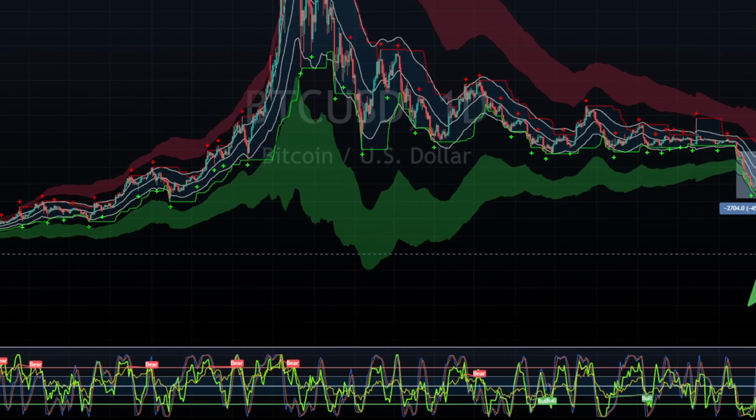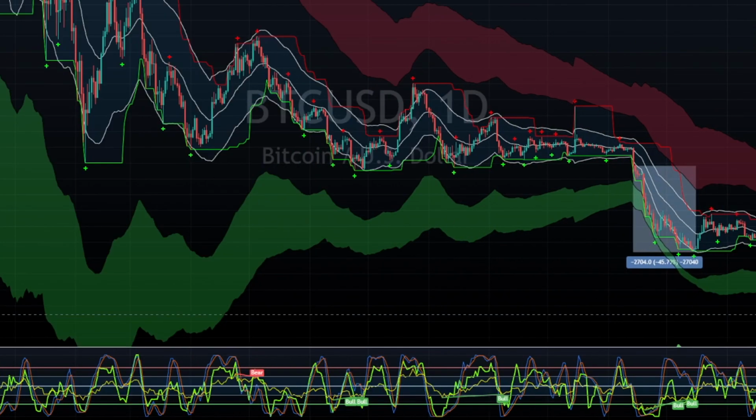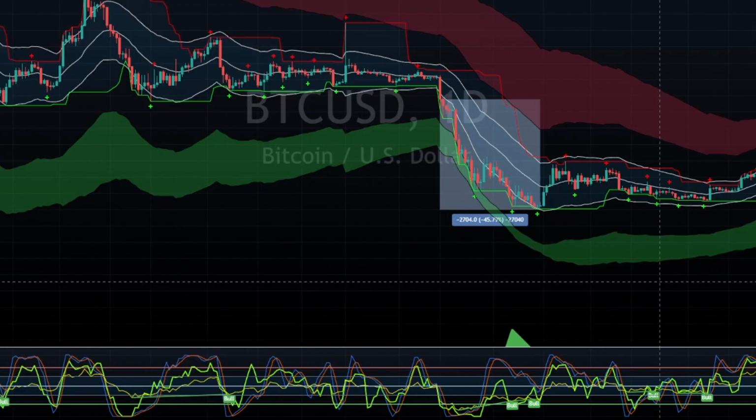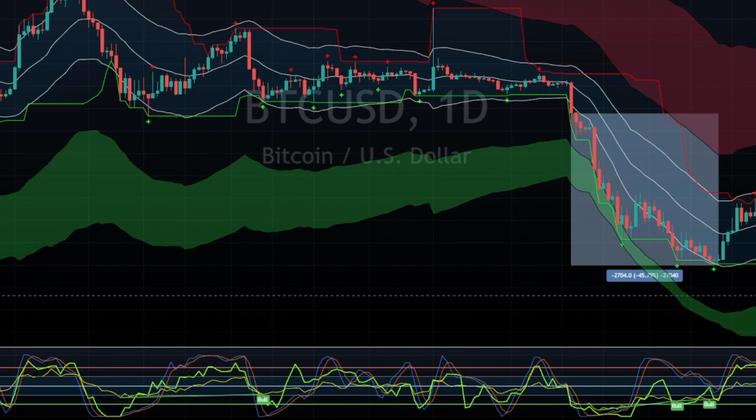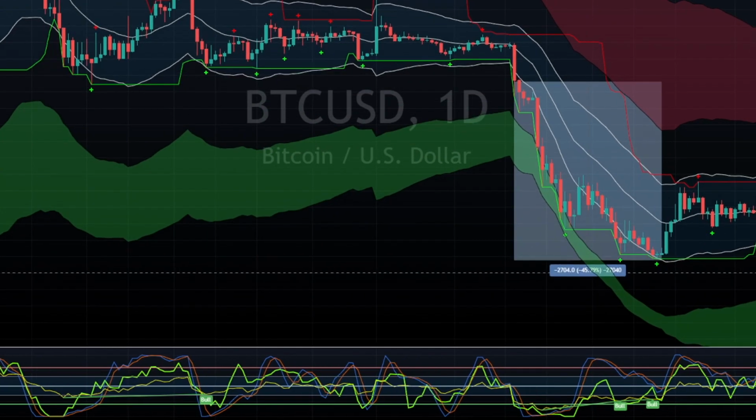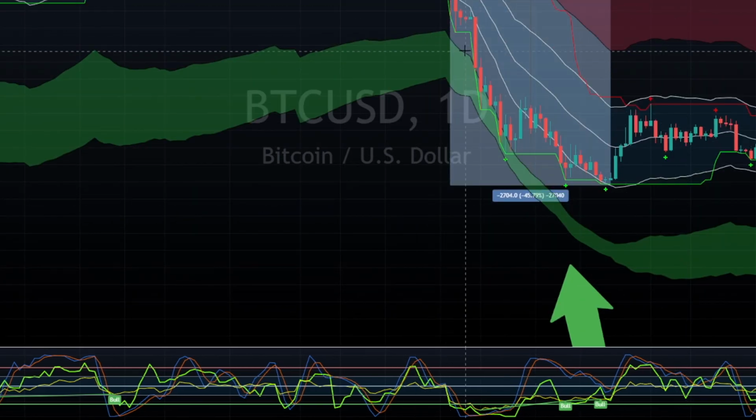Now let's go back in time again, back to 2018. This bottom was a different type of bottom. It's not the same as 2020 where we had just a huge drop in 2 days. This bottom took many days, just falling.